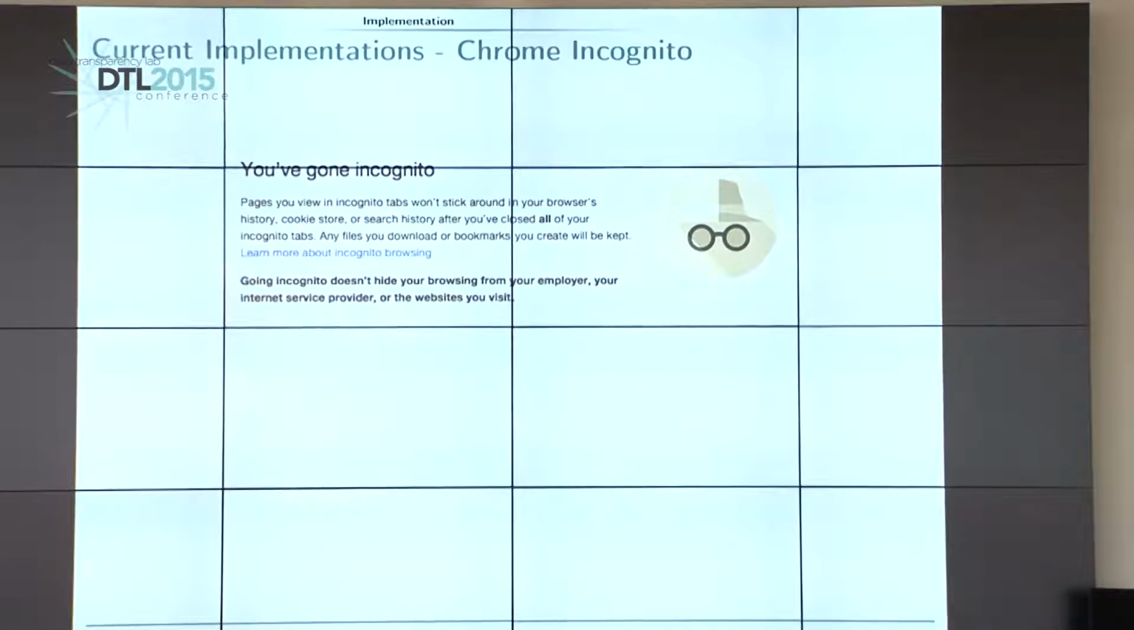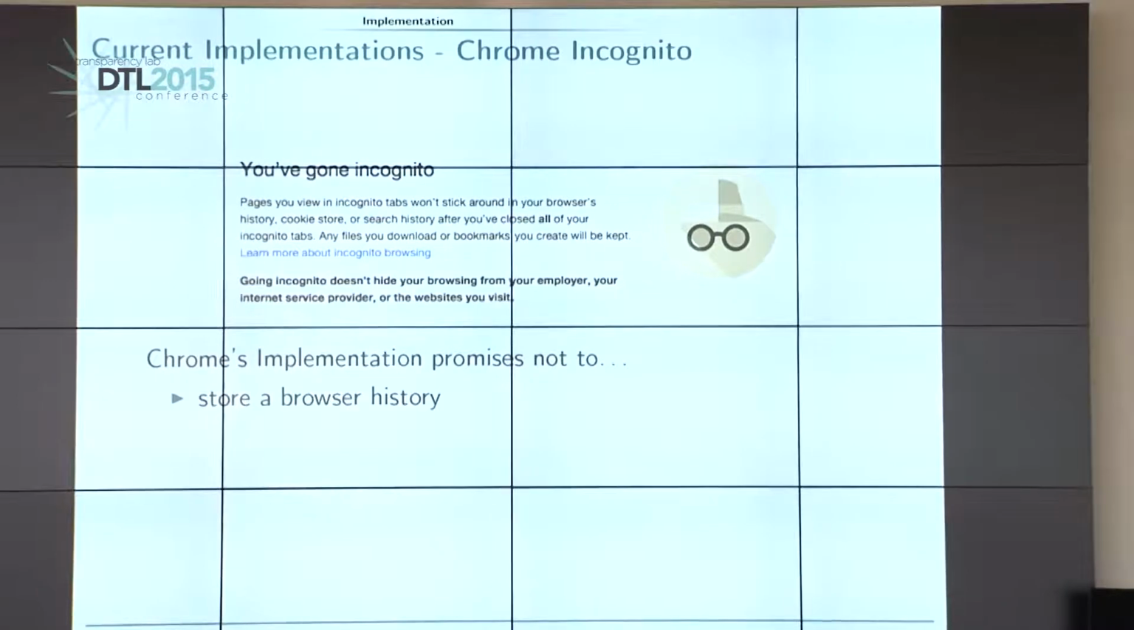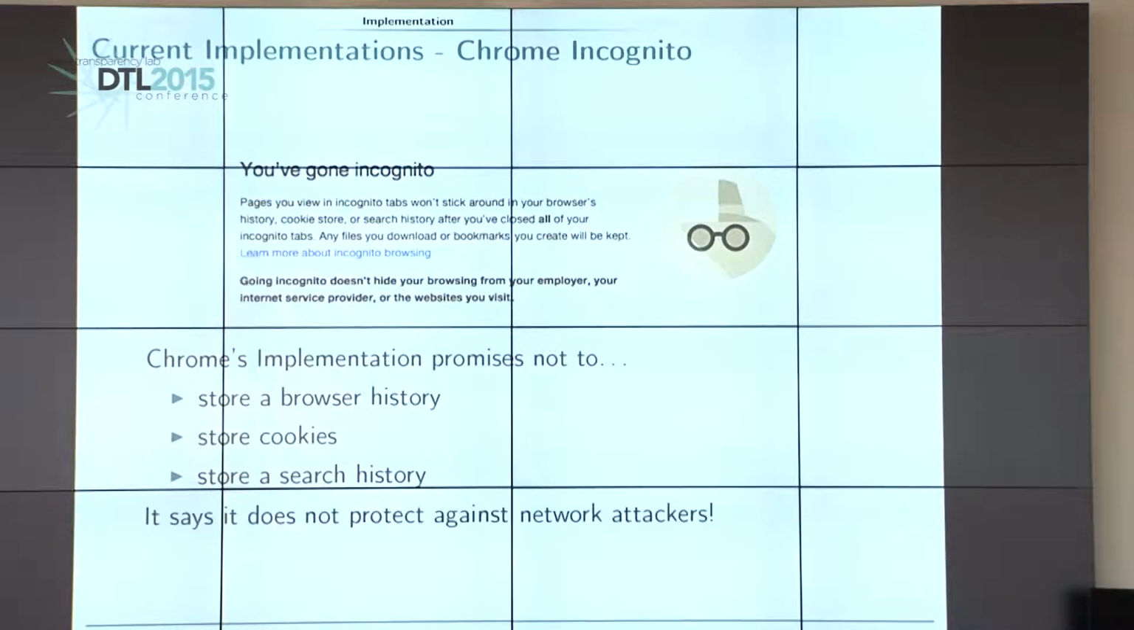This is the information dialog users get to see when they use the incognito mode to surf the web. And it basically says, well, in case users read that information dialog, Chrome does not store a browser history. Right now, it does not store cookies. It does not store the search history. So it basically does what privacy modes do. And it explicitly mentions that it does not protect against network attackers. So, well, Eric Schmidt could have known better.